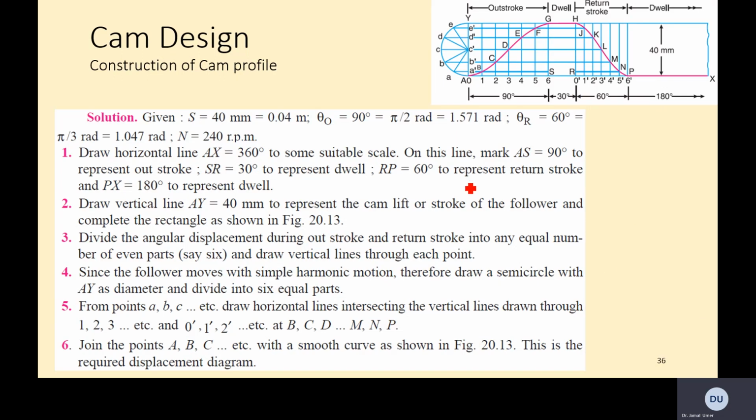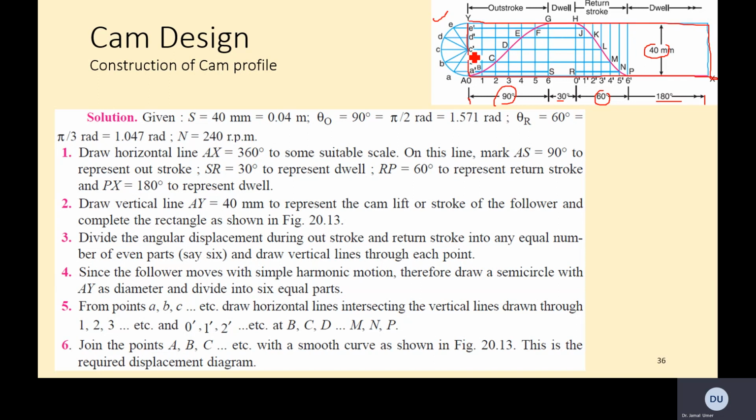Right, so the very first step is to generate this diagram. I have shown you through the video how to generate it. You see this is 90-degree and this is 60-degree. This problem is of further interest because we have 90-degree for the outward and a different angle, 60, for the return. Then we have 30 dwell and then 180-degree. You choose the scale, make the x-axis 360 for the complete revolution, and this is the 40 mm, and you make a rectangle. This whole rectangle is required.